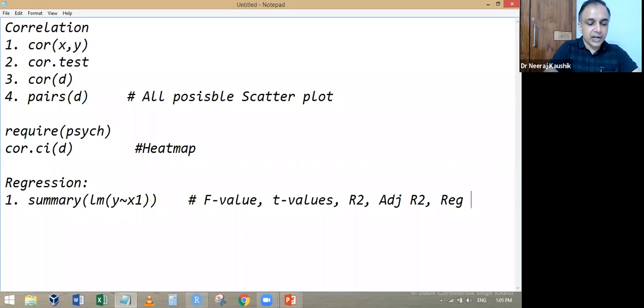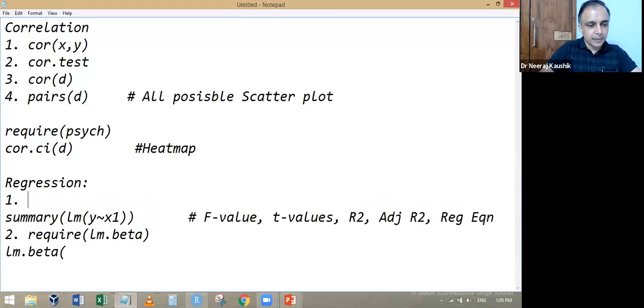You can write the regression equation from here. Summary gives this, but what it will not give, for number two, you need to work on require lm.beta. Same is the name of the function, lm.beta. Now in that beta, what we will write? Actually I have to write it separately.